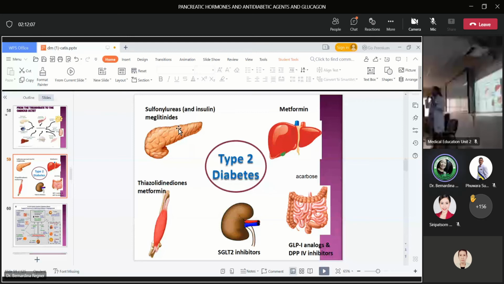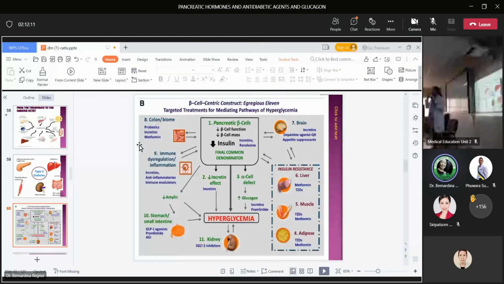So we're now going to the different classes of oral anti-diabetic drugs. You have decreased beta cell function and decreased beta cell mass, so there is decreased insulin. What are the drugs that you can give here? Incretins and ranolazine. With decreased incretin effect, you can give incretins. For alpha cell defect, you have incretins and pramlintide.